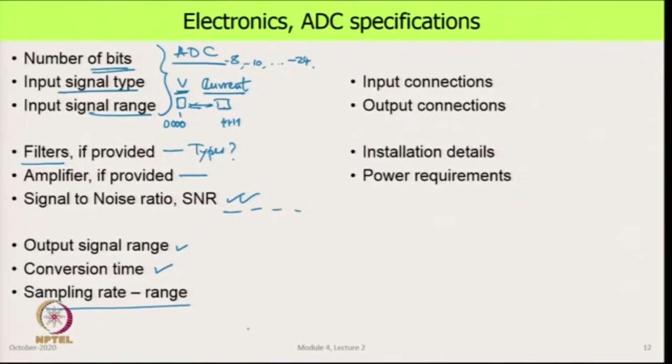Then the sampling rate, the rate at which we can take in samples, and then the input and output electrical connections, what type of connections are there and what standard they follow, and also then installation details and power requirements. In addition to this, there will be many more things depending on the various features that manufacturers provide, and we have these days a wide variety to select from. The best thing is to go to the web, look up their specifications and try to understand what it is that these things do.